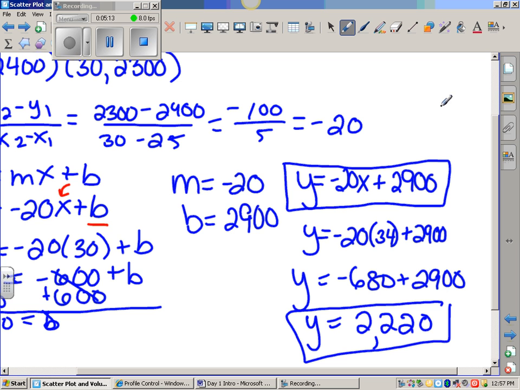Now, this is the whole reason why we find this equation. You're going to use your line of best fit or your trend line. They mean the same thing. You use it to predict, to use what data you have and then make an assumption. That's why it's so important.